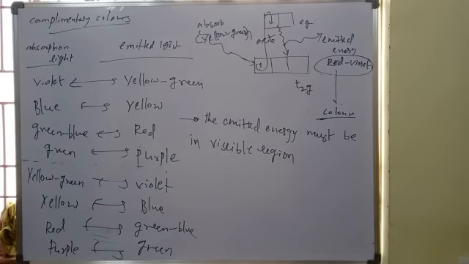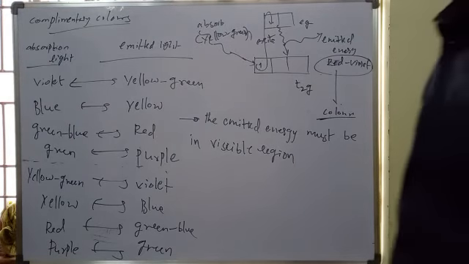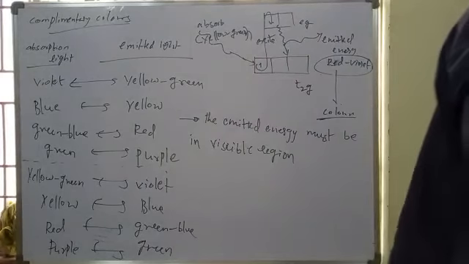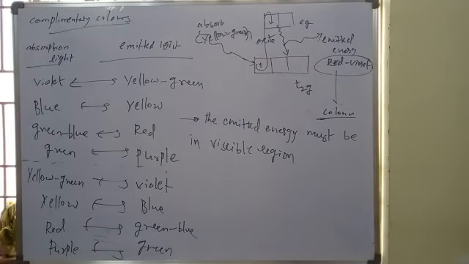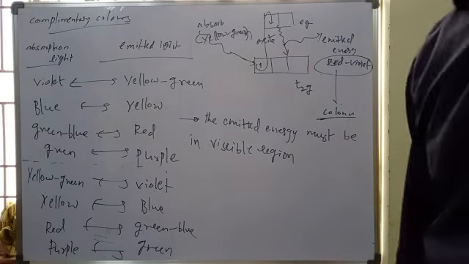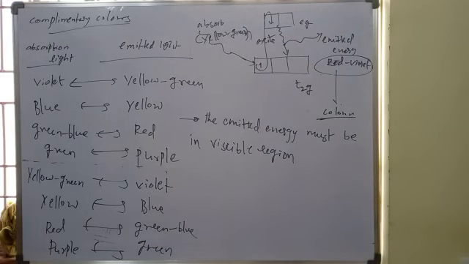So the main reason for showing colors is the d to d electron transition. The emitted energy should be in the visible region. These are the main colors of the complexes.